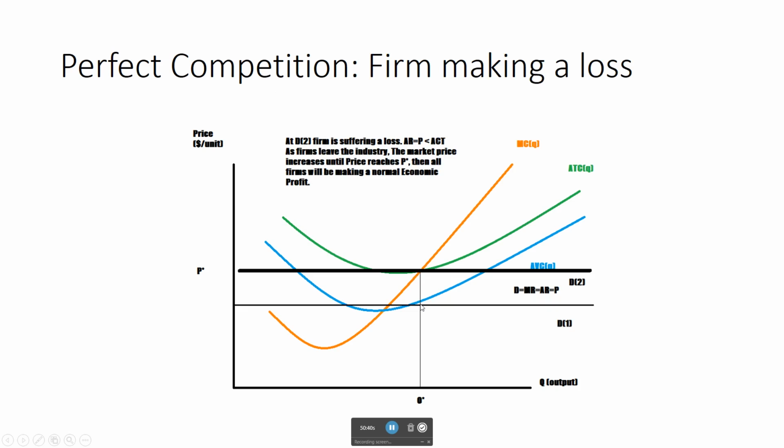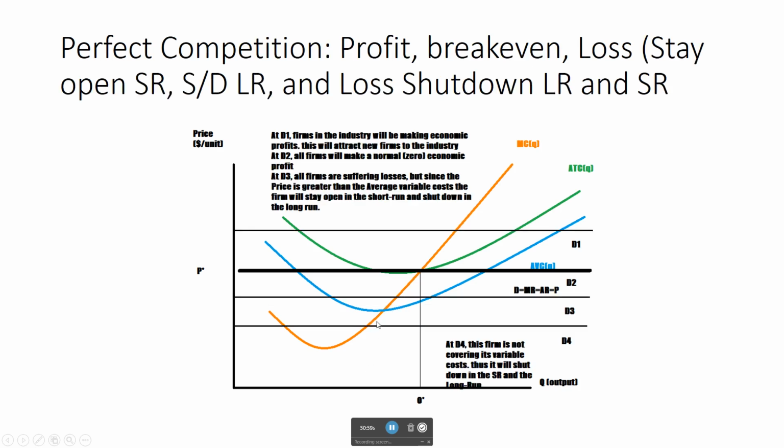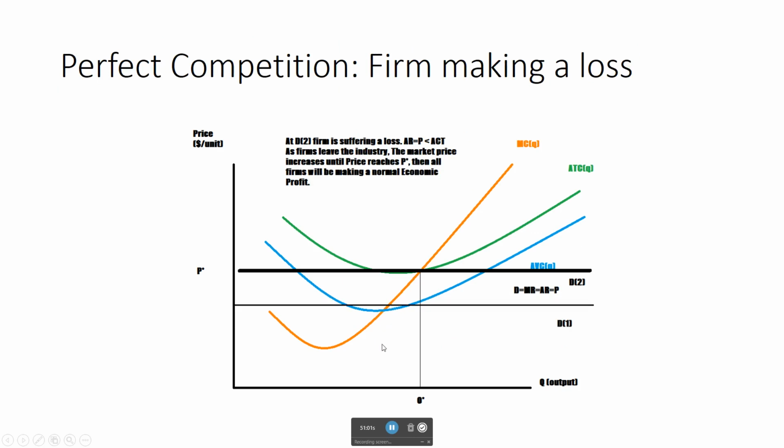The next slide here, we've got a firm suffering a loss. They're operating down here at D1, and that says D2, but that should be D1, this bottom curve. Okay, now this curve is the marginal revenue curve for the firm, where marginal revenue crosses marginal cost. That determines how much output this firm will produce. So this firm will stay open in the short run. They're not making a profit. They're suffering a loss, but they're making more than their average variable cost at that output.